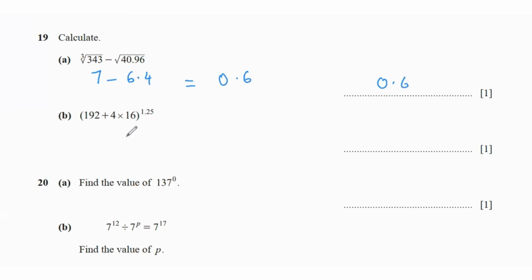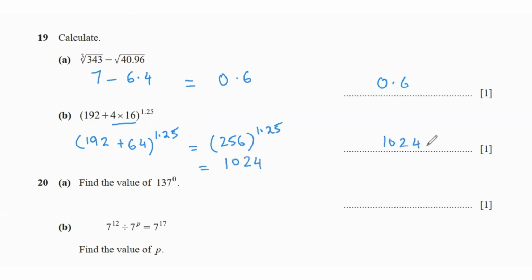Then we have 192 plus 4 times 16 to the power of 1.25. So remember the rules of BODMAS. You solve your bracket first, and inside the bracket, if you have addition, multiplication, division, subtraction, you start with division and multiplication first, and then do the addition and subtraction. Hence, we first do 4 times 16. So 192 plus 64 to the power of 1.25. So that's basically 256 to the power of 1.25. And when you plug this in your calculator, what you should get is 1024. That is your answer.